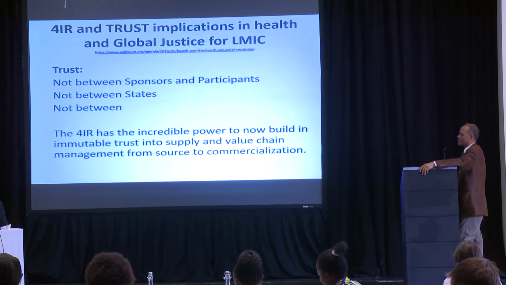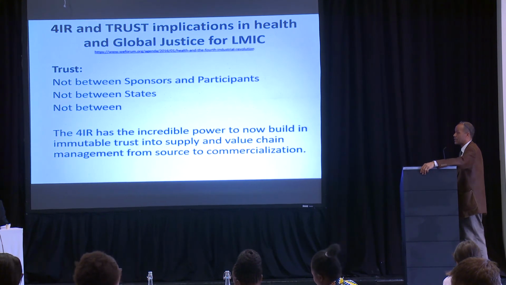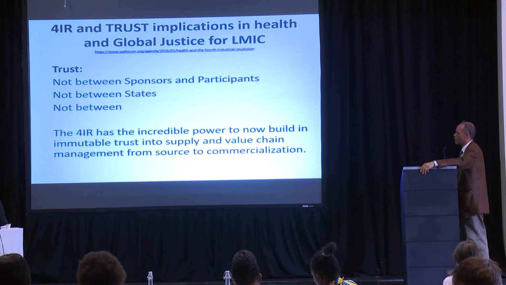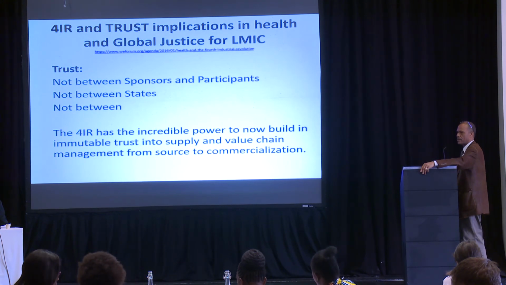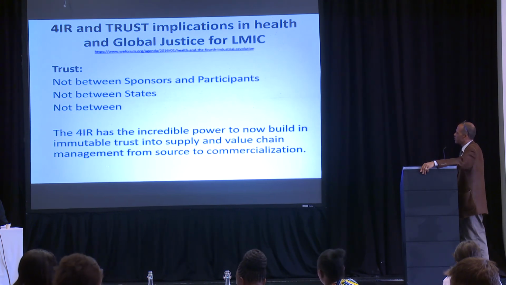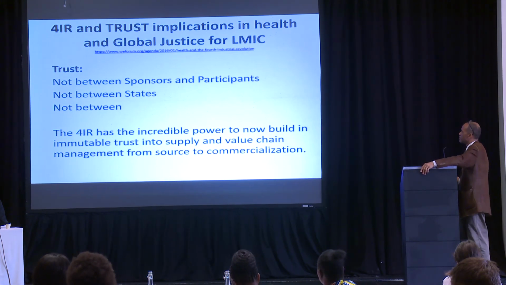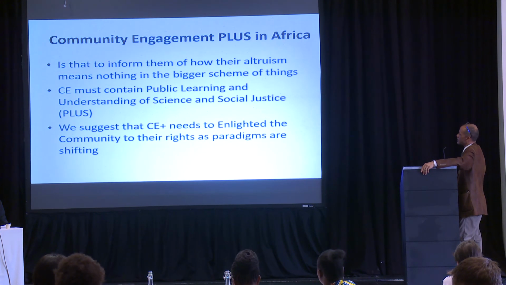And we talk about trust. Trust between collaborators or trust between countries hasn't served Africa well up till this point in time. But there's an opportunity to embed trust in the digital age. And that's one of the concepts of the fourth industrial revolution, where trust becomes embedded in processes to ensure that value chain management from source to commercialization is accounted for. So the fourth industrial revolution could work well for the African continent.